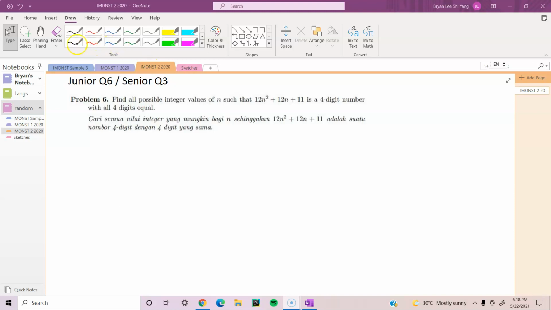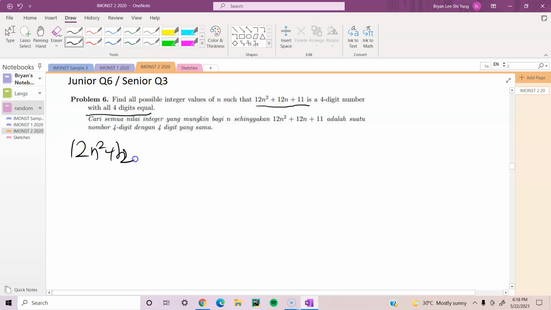Find all possible integer values of n such that 12n squared plus 12n plus 11 is a 4-digit number with all 4 digits equal. Let me write a few things first. We know that 12n squared plus 12n plus 11 is some 1111a, so this a just being a digit, then this obviously means that this number is a multiple of 1111. Now, there are two ways to do this, as I've seen on a video on YouTube before.